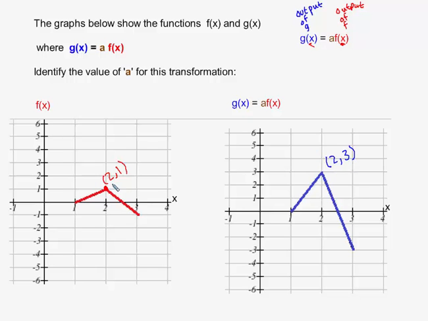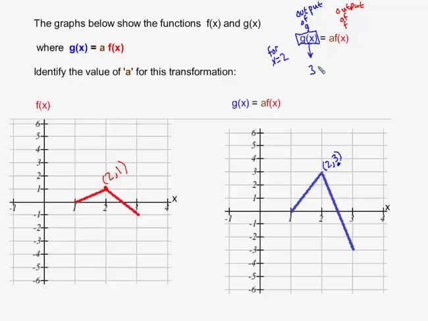So notice I'm picking 2 points with the same x value, and this notation says that the output of g is obtained by taking the output of f and simply multiplying by a constant. So let's write down what our output of g is and what our output of f is. Looking at both graphs for x equals 2, the output of g when x is 2 is 3. So that means the output of g is the number 3.